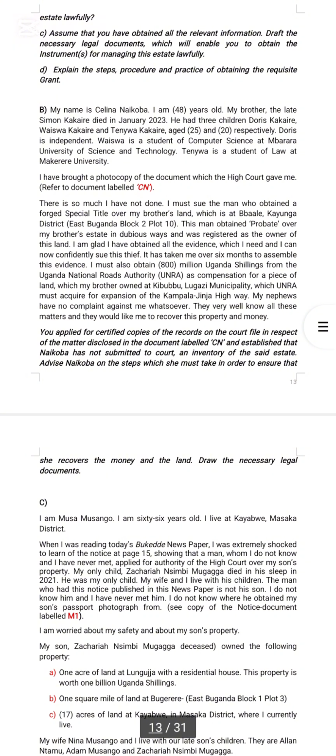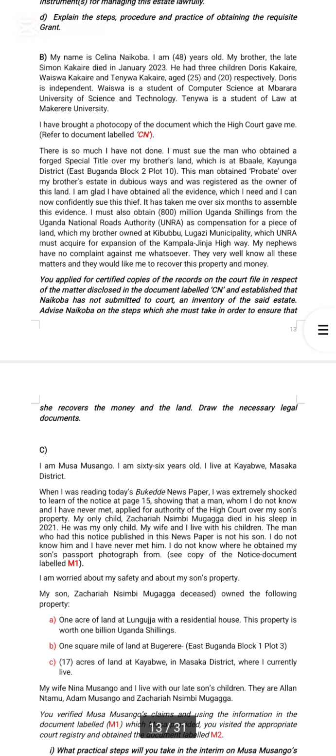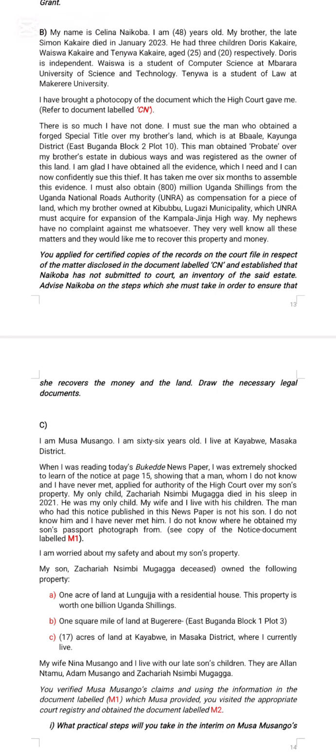So there is so much I have not done. I must sue the man who obtained a forged special estate title over my brother's land, which is at Mbare, Kayunga, my brother's estate, in dubious ways, and was registered as the owner of this land. I'm glad I have obtained all the evidence which I need, and I can now confidently sue this thief. It has taken me over 6 months to assemble this evidence.